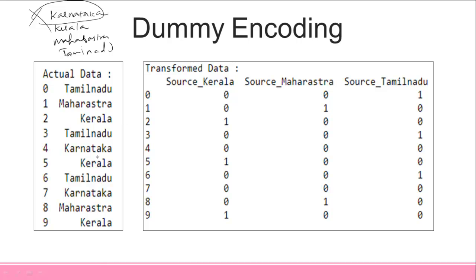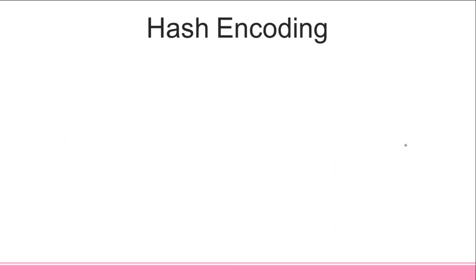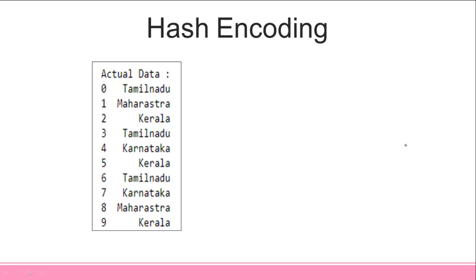So then how do we know which is Karnataka? When all the values are 0. 0, 0, 0 states that it is Karnataka. You can assume it like having the values ranging from 0 to n minus 1 instead of 1 to n. That's it. Then the hash encoding, again the same data set.